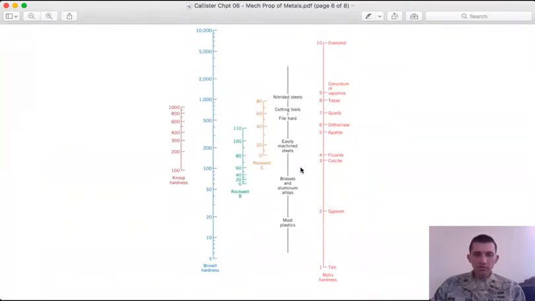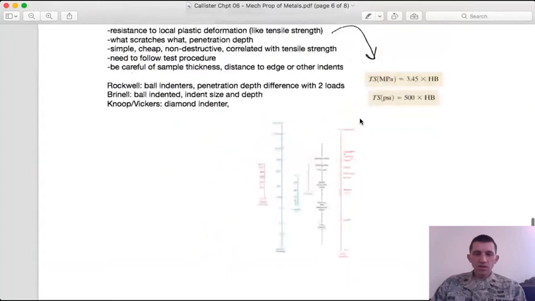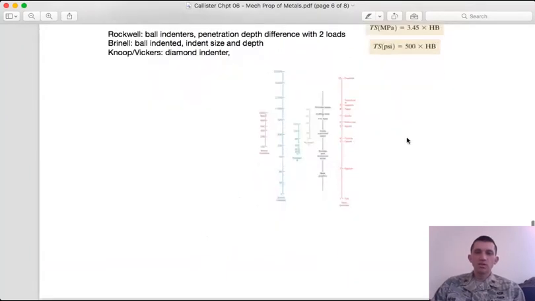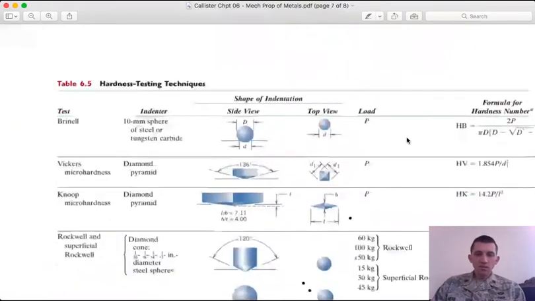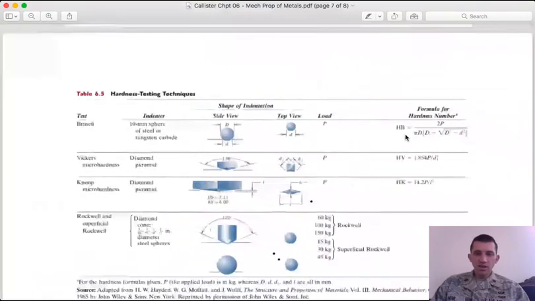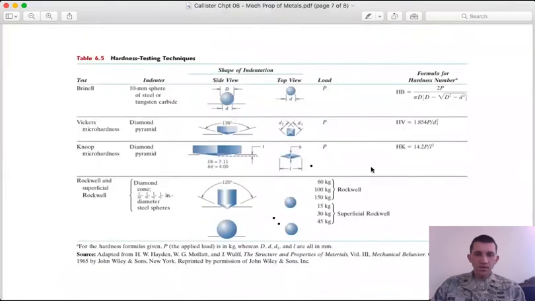And so they all kind of track, and you can see here you've got plastics down here at relatively low hardness, and then steels, machinable steels, cutting tools go up in hardness as you go up the scale. And so there's a general relationship between hardness testing and tensile testing, which makes it convenient because you can get very similar data from a hardness test that you would get from a much more intensive tensile testing. And here's just an overview.